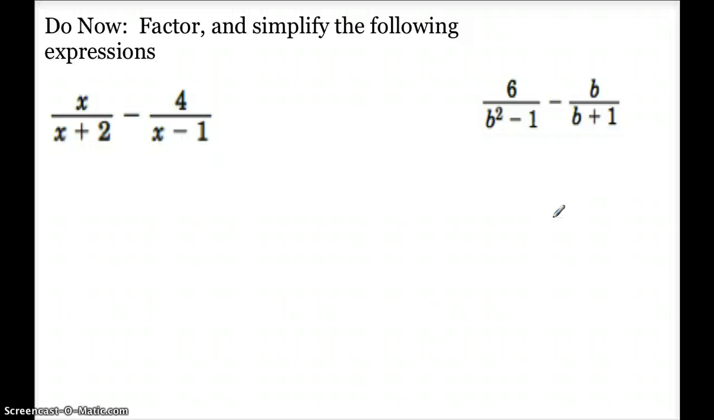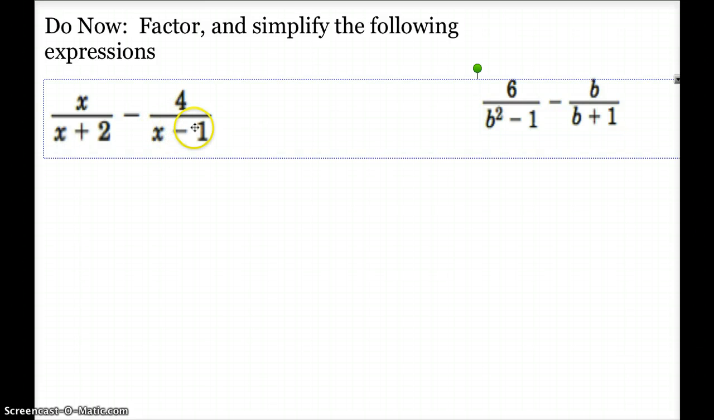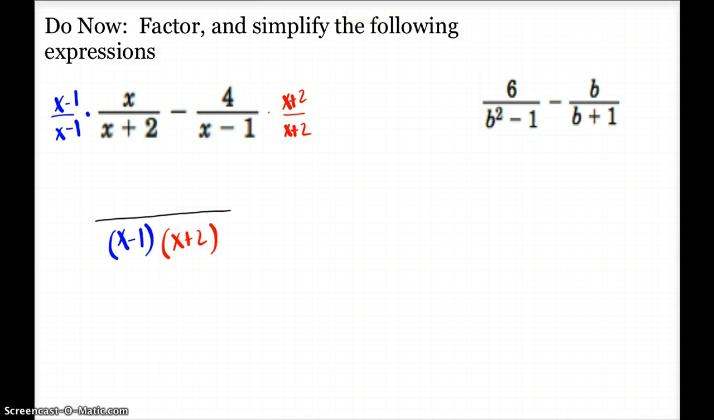Okay, so here's a review. We need to get common denominators before we add or subtract. Okay, so I'm going to pause the video. I'm going to multiply this one on both sides so that we can see what we're missing. Looking at these two rational expressions, this one has an x plus 2, this one doesn't, so we gave it 1. This one has an x minus 1, and this one doesn't, so we gave it 1 over there. Again, these represent those gigantic 1s I love to draw.